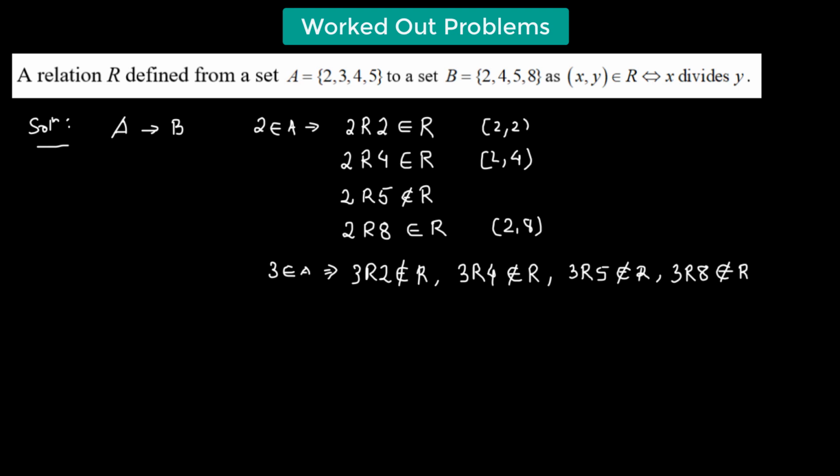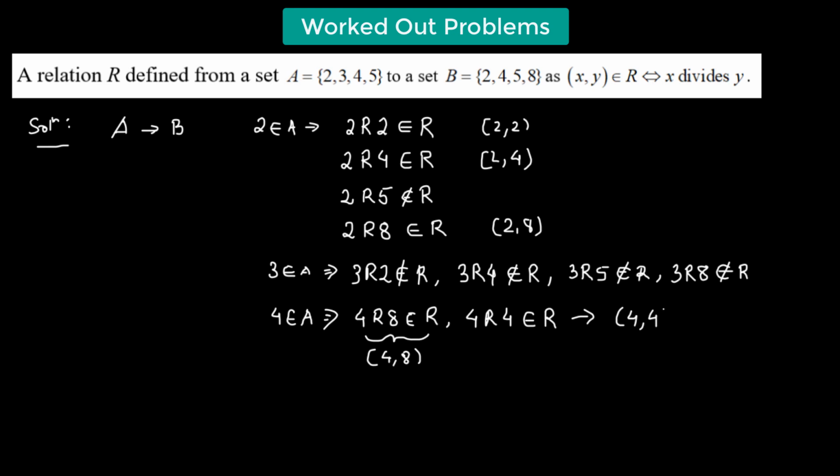Then we move on to the third element in set A, which is 4. 4 belongs to A. This implies now if we look at set B, the only values that are divisible by the number 4 are 4 and 8. So we have 4R8, it belongs to R. 4R4 also belongs to R. So 4R8 belonging to R is going to give us one ordered pair which will be 4, 8. And 4R4 belonging to R is going to give us another ordered pair which is 4, 4.